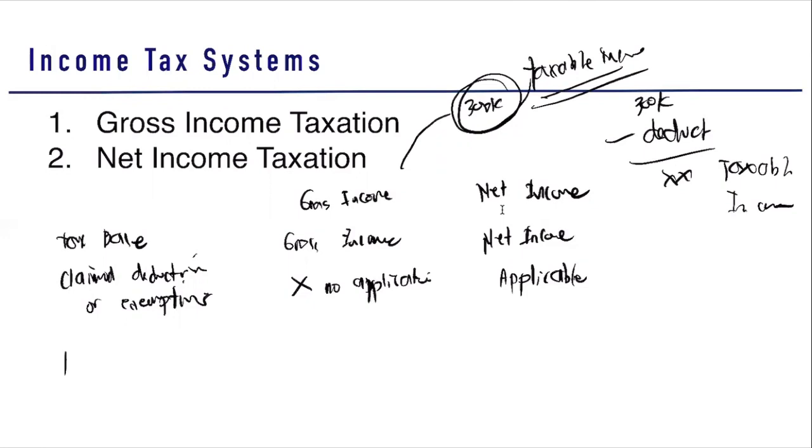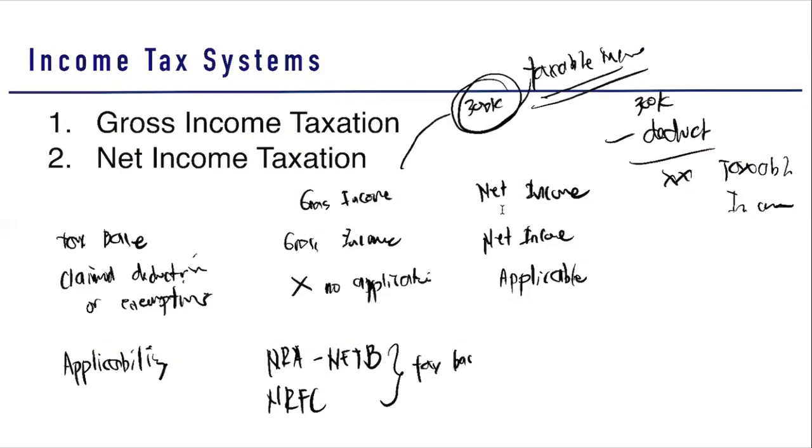Next, as to applicability, where do we apply gross income taxation or net income taxation? Gross income taxation is applied to non-resident aliens not engaged in trade or business, and non-resident foreign corporations. Why? They are taxed based on gross income, and we use a flat rate.